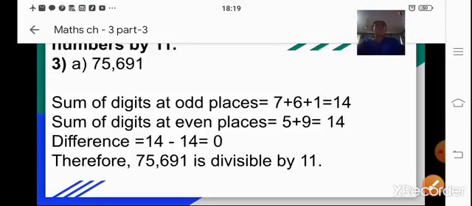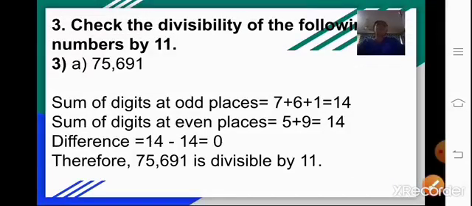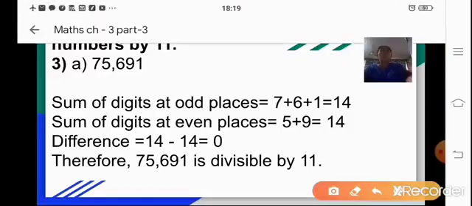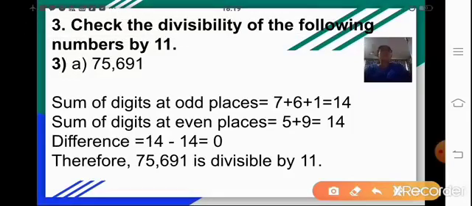Now coming to the next sum, check the divisibility of the following numbers by 11. Okay, now how to check it? Now here the number is 75,691. Now the sum of the digits at odd places, that is the number in the odd place 7, then in the third place it is 6, and in the fifth place it is 1. So 7 plus 6 plus 1 will give you 14.